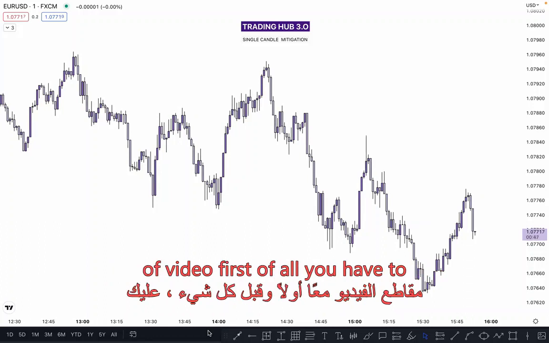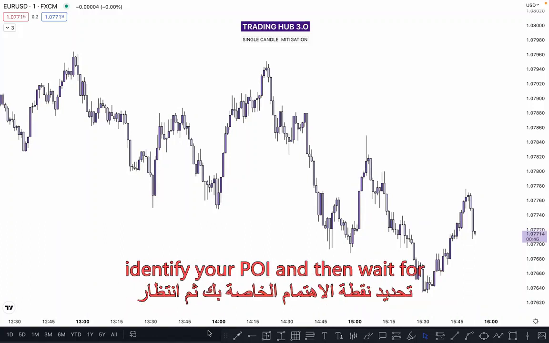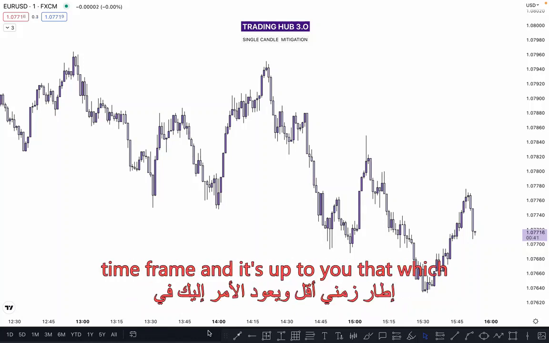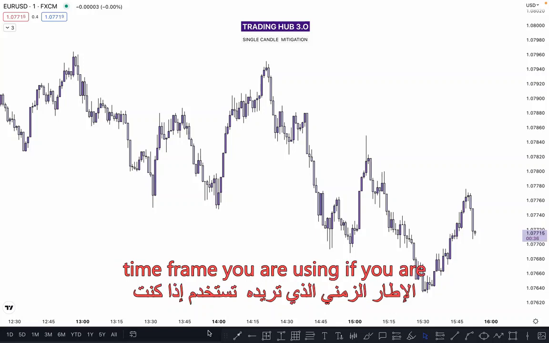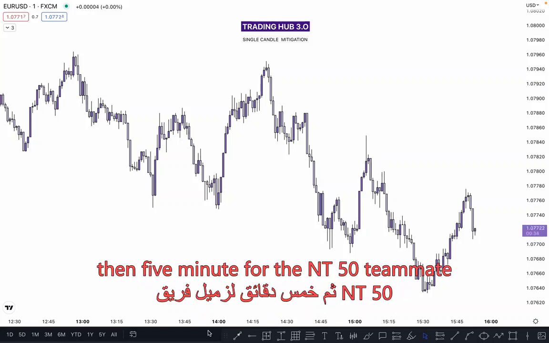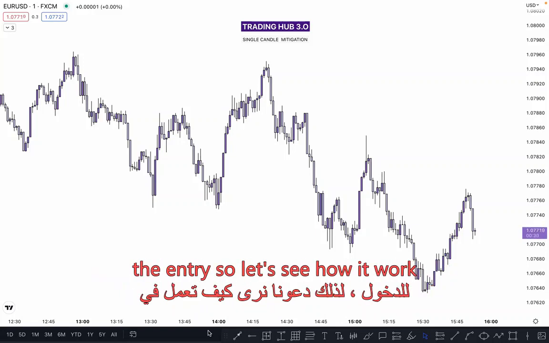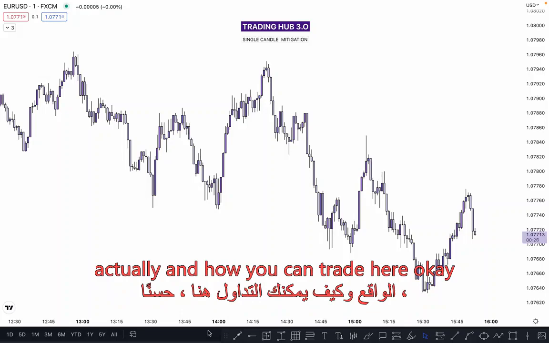First of all, you have to identify your structure, then identify your POI, then wait for mitigation, and then switch to a lower time frame, and it's up to you which time frame you use. If you are using 1 hour as a higher time frame, then 5 minutes for the entry; 15 minutes as a higher time frame, then 1 minute for the entry. So let's see how it works and how you can trade here.